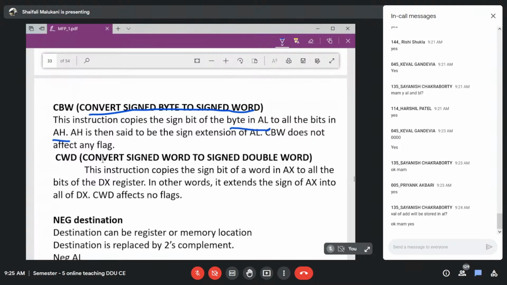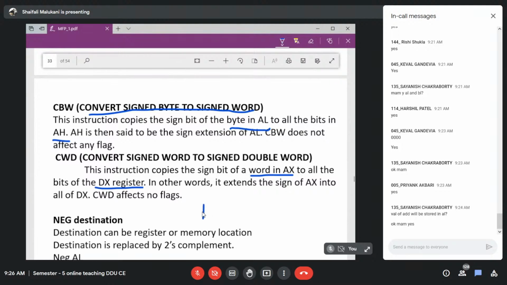Convert word to signed double word. Word to double word. So what will happen here? Can you understand by logic what it will do? A word is there and you want to convert it into a double word. How will you do that? It takes the sign bit of the given word stored in AX. In AX you store a word, and the sign bit of that, the MSB, is copied to DX.